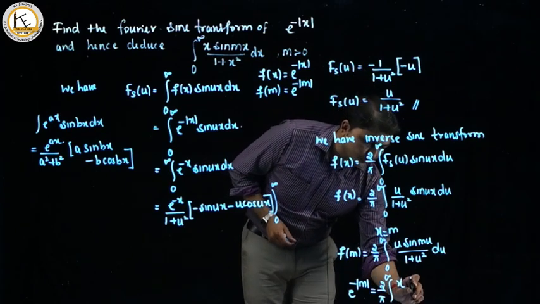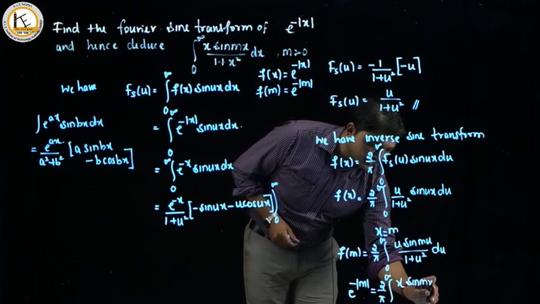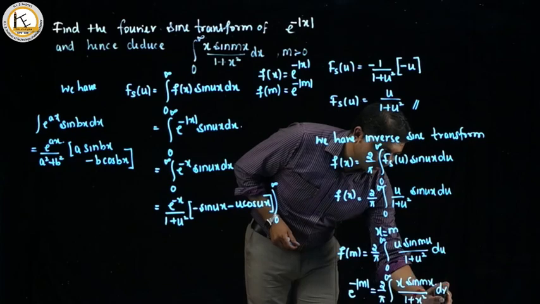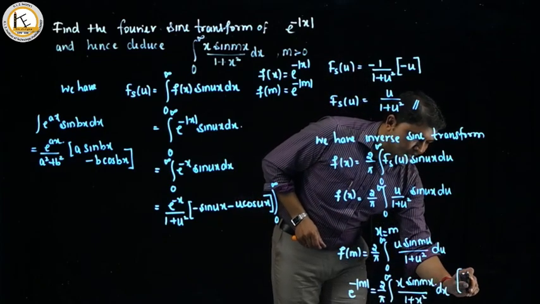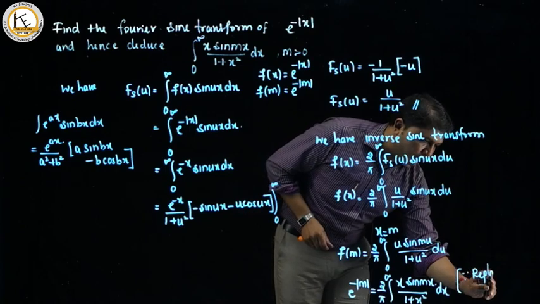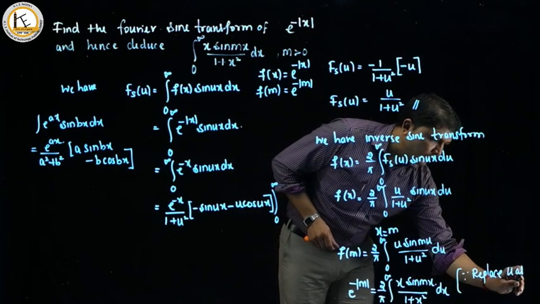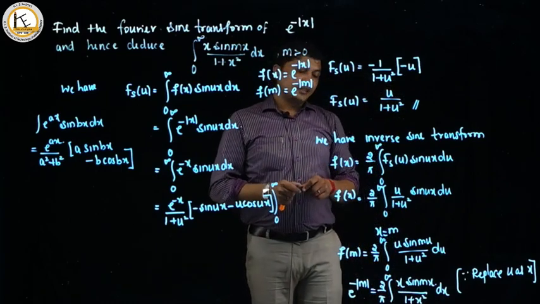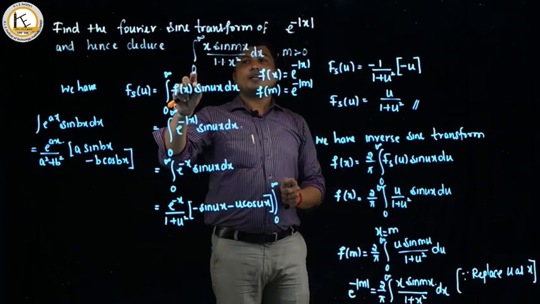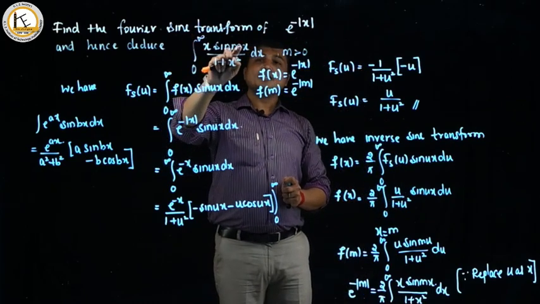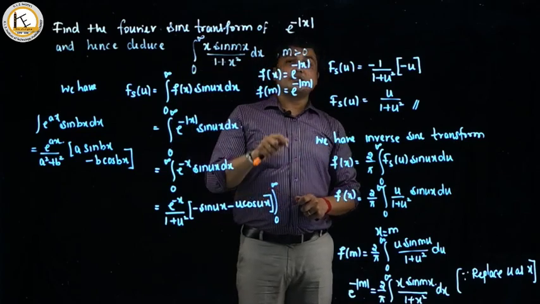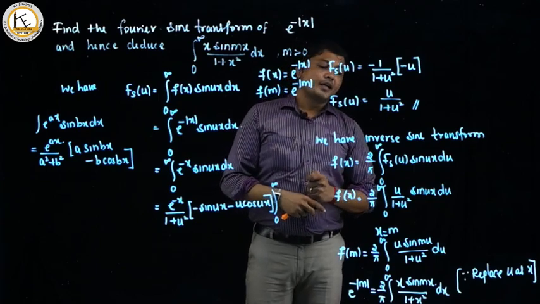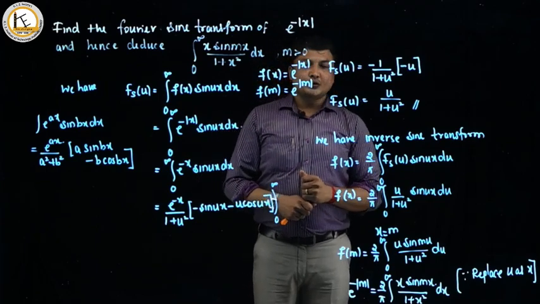So we get x into sin of mx divided by 1 plus x square with respect to x. So here you just write a statement, replace u as x, and hence we get the required integral value. Therefore, finally we have integral 0 to infinity x sin mx divided by 1 plus x square with respect to x is nothing but e raised to minus of mod m, and hence that's the solution.